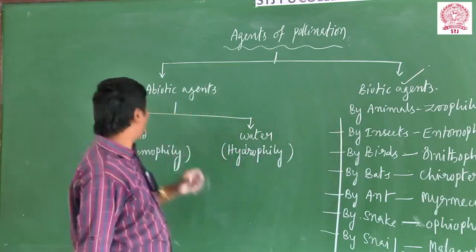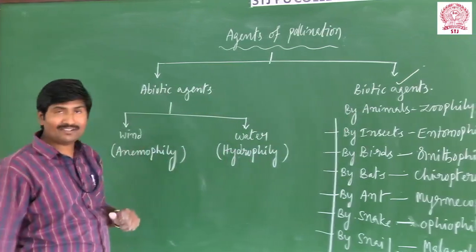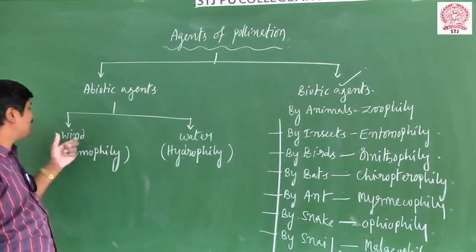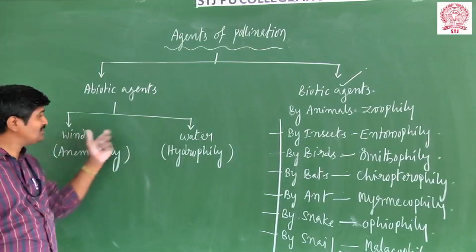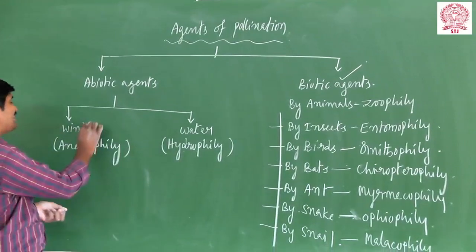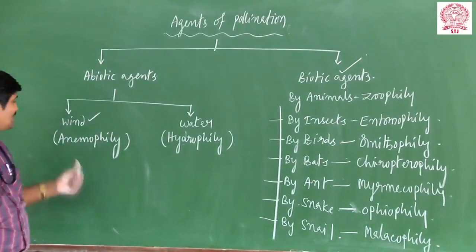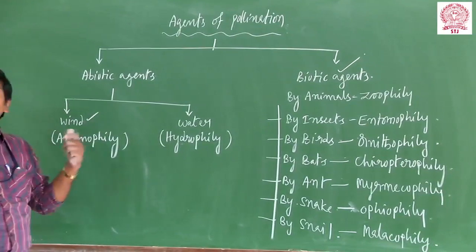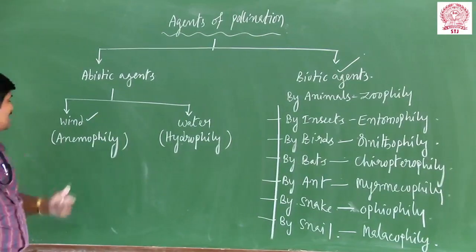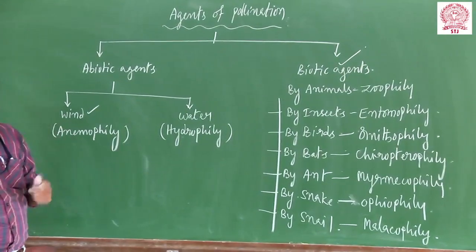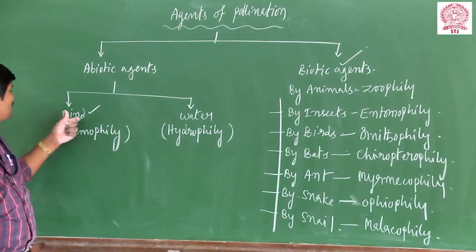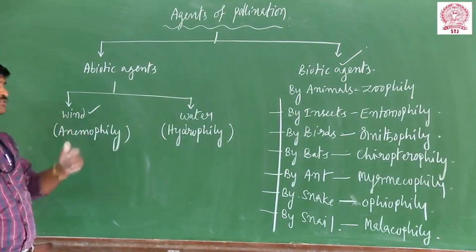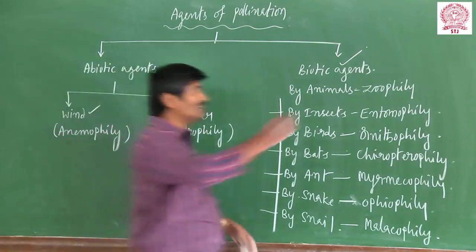One more important point here: abiotic agents are again two, that is wind and water. Among these two, the most common is wind pollination, which is known as anemophily. Now we are discussing anemophily. What is the meaning of anemophily? The pollination takes place by the wind, that is known as anemophily.